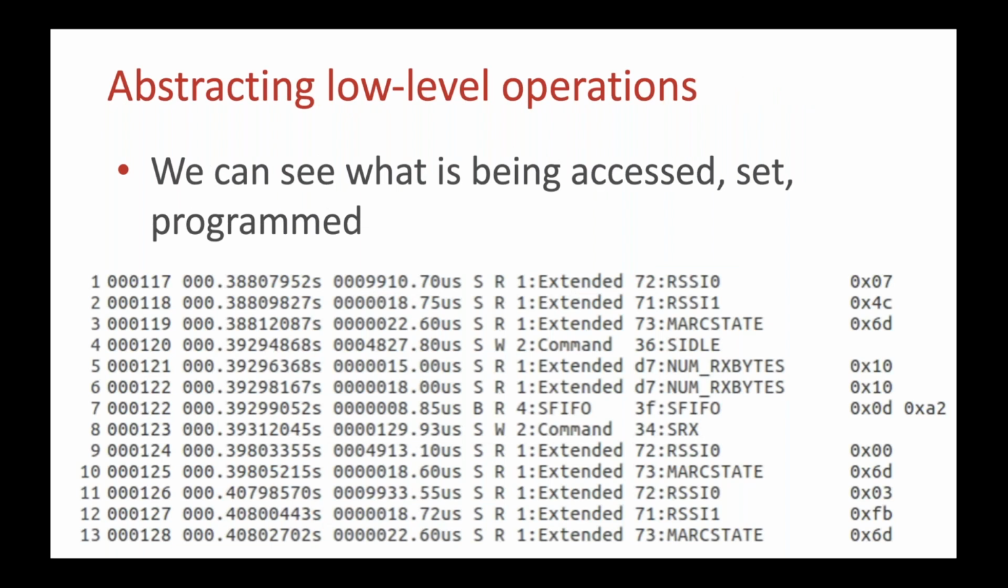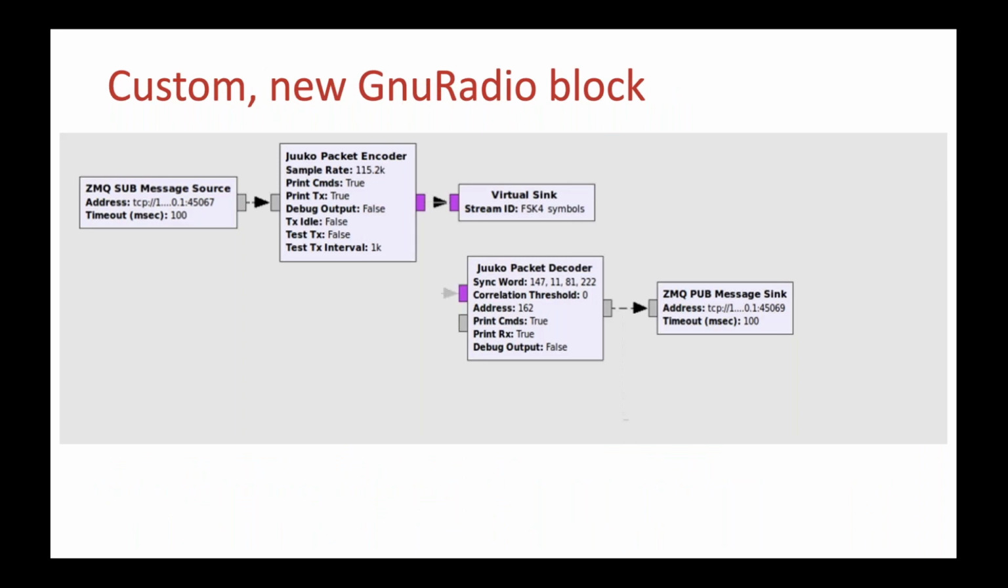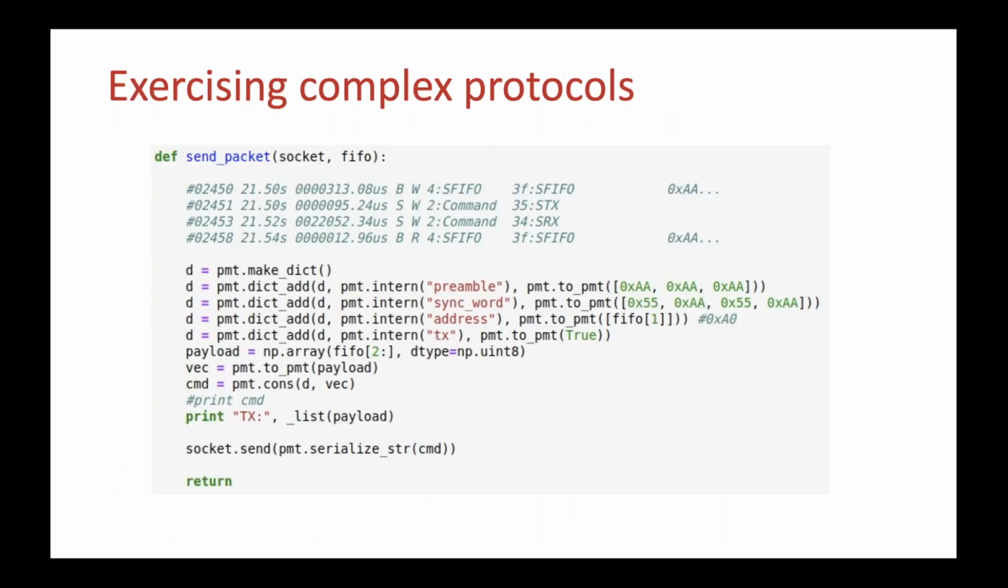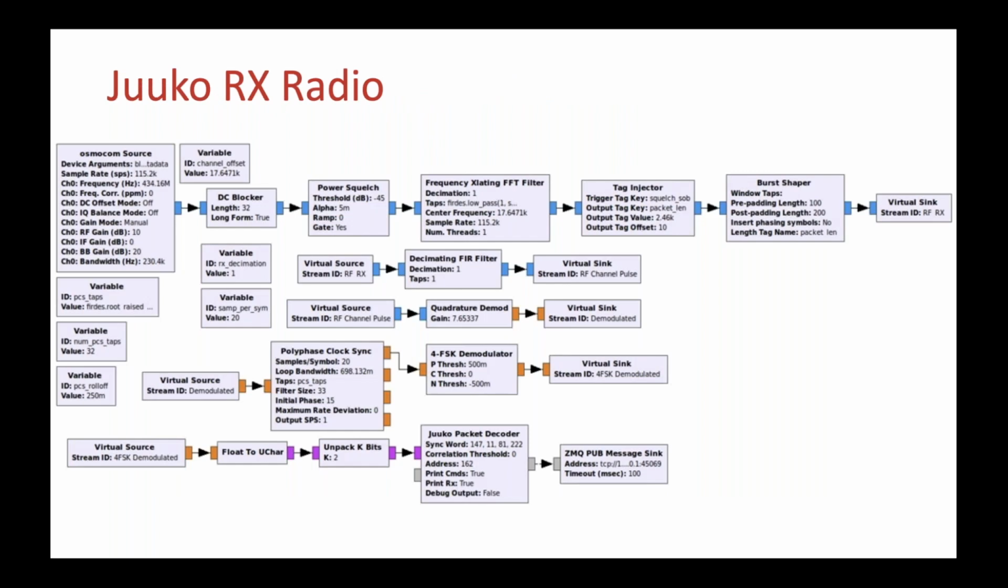But what we can see here is what's being accessed, set, and programmed with the tool that we wrote. From there, we can write custom new GnuRadio blocks based on the information that we saw in the SPI. So here's an example of us exercising those complex protocols. These complex protocols are based off the information that we decoded from the radios. So you see things like the preamble, sync words, address, and all those things that we decoded out of it. Then we ended up coming up with this complicated GnuRadio flow graph that would be able to do everything we needed to do in Juuko.